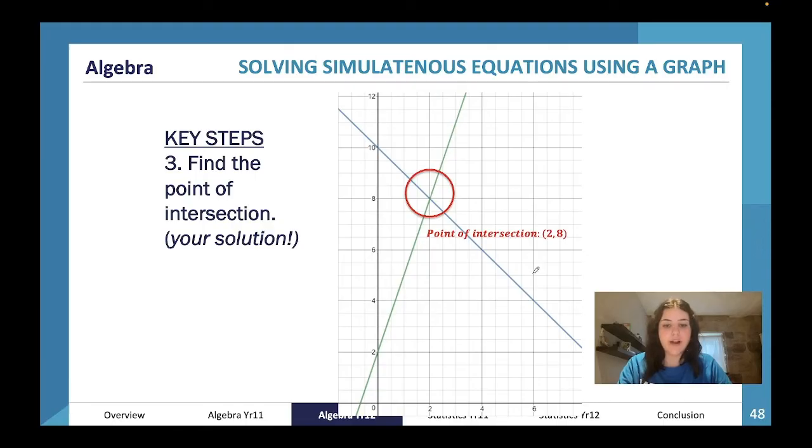So now that we've had a look, let's run through how we find our point of intersection again.